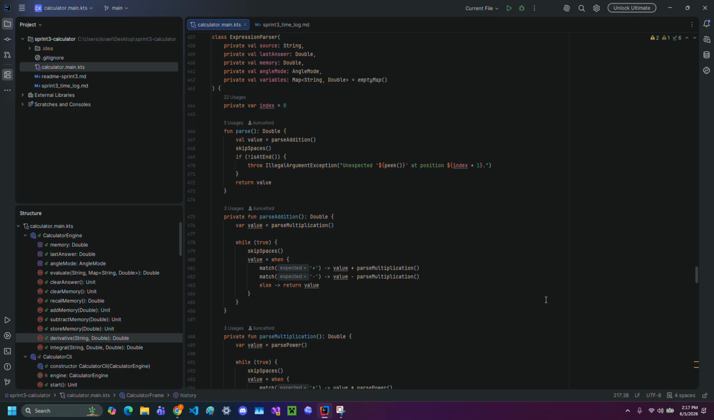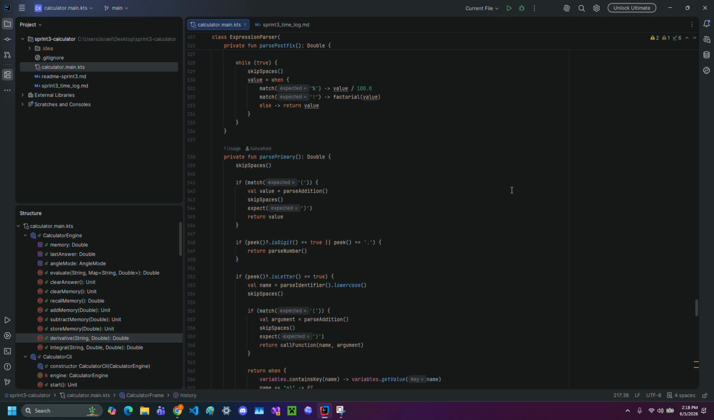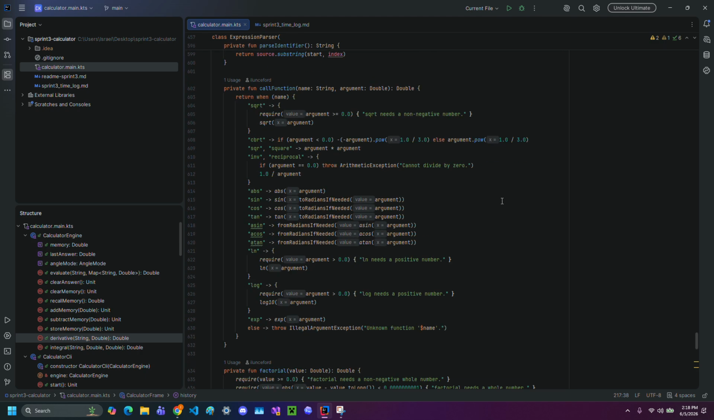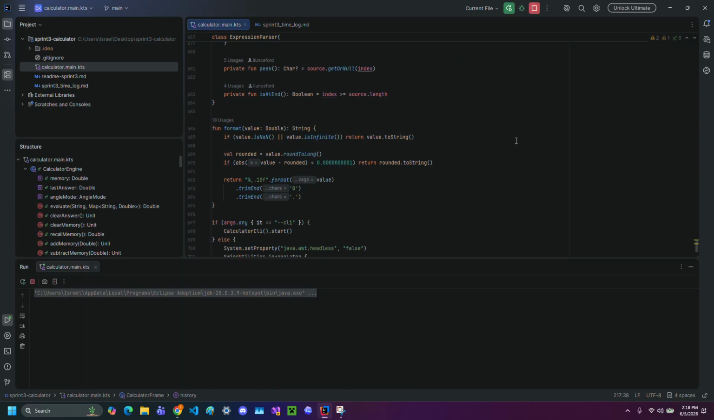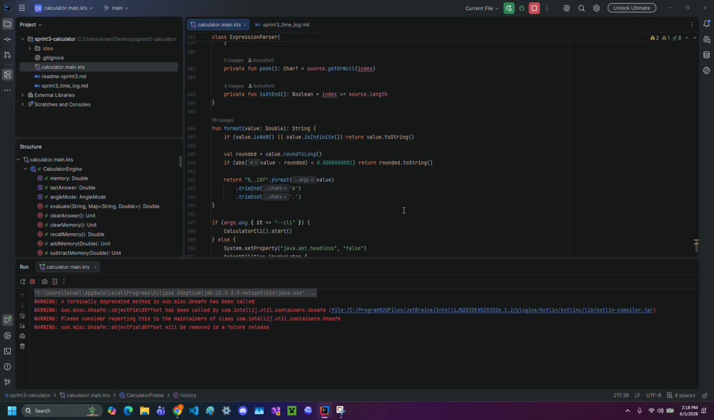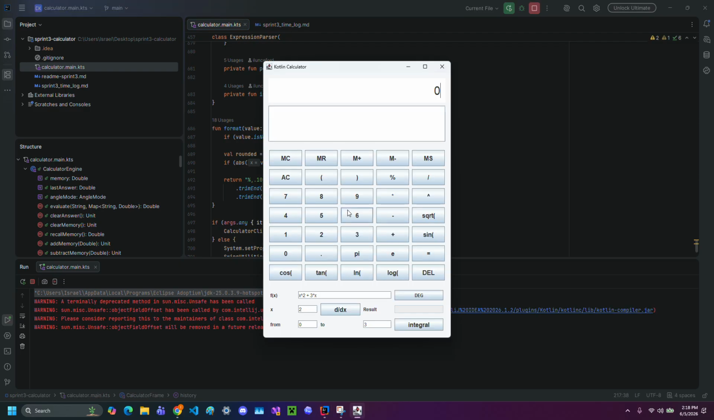The scientific functions that this calculator supports are square root, cube root, square, reciprocal, absolute value, sine, cosine, tangent, inverse trig functions, natural logs, base 10 logarithms, and exponential functions. So yeah, got a lot of good stuff here. Without further ado, I will go ahead and run the file and demonstrate it. It usually takes a while because it's kind of a large program, but here it goes.